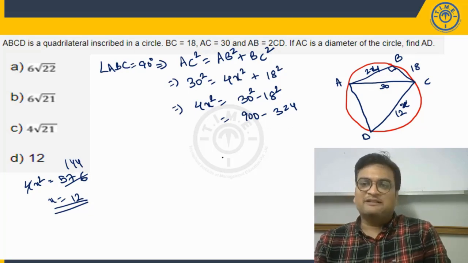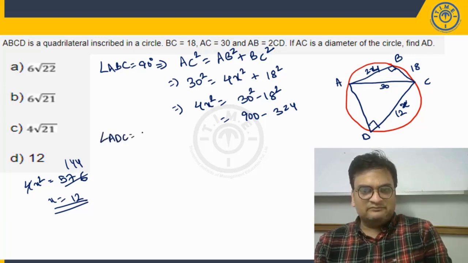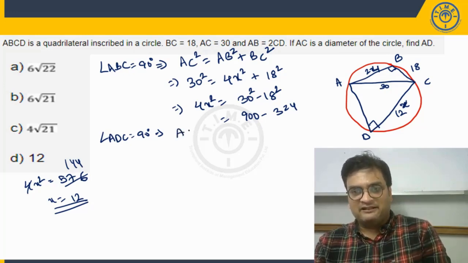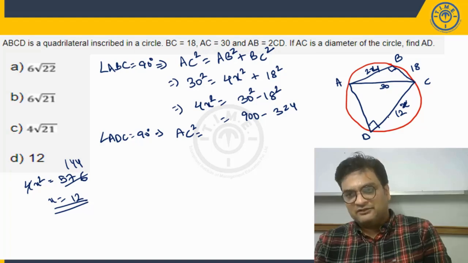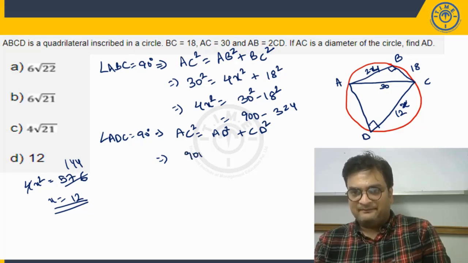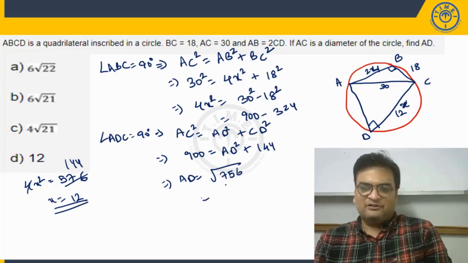For finding AD, again, this angle ADC is going to be a right angle. Apply Pythagoras there. AC square will be equal to AD square plus CD square. AC square is 30 square, 900. AD square is what we have to find out, plus CD square, 12 square, 144. So we'll get AD as root 756.